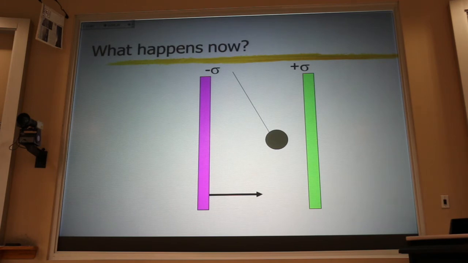Now, what would happen if these same plates were hooked to a battery and I moved them closer together? Would that angle get bigger, smaller, or stay the same? It'd get bigger, okay? Because the electric field would have to get bigger.